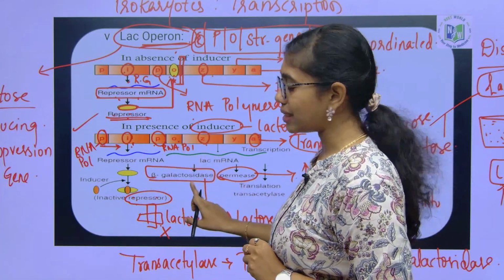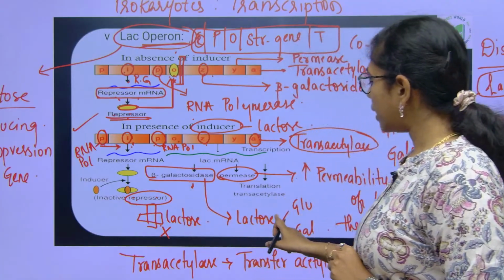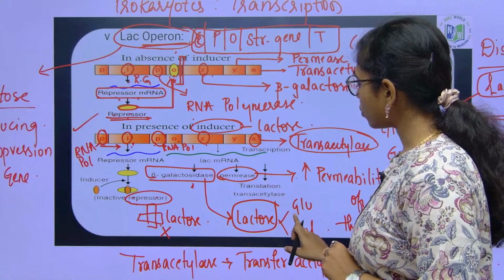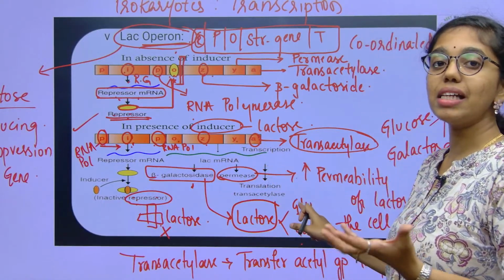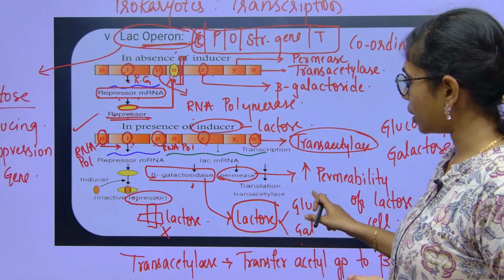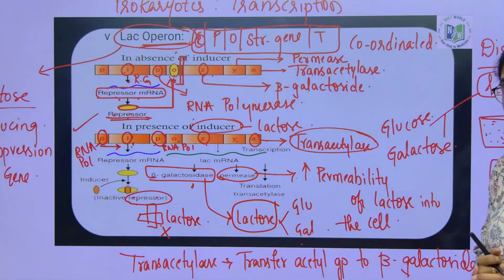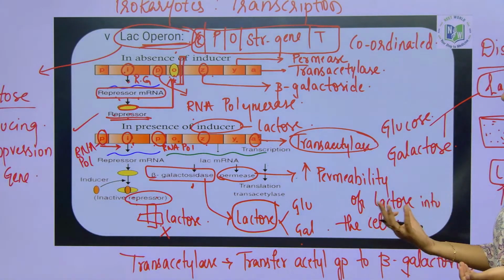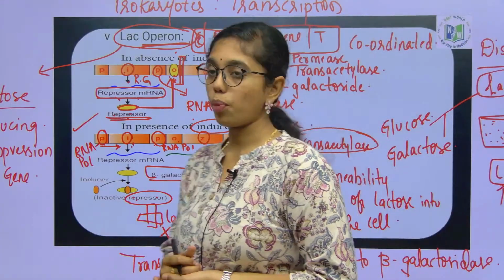The Z gene expresses beta galactosidase, which will cleave the disaccharide lactose into glucose and galactose. Then Y permease will increase the permeability of lactose into the cells, and A trans-acetylase will help in the transfer of an acetyl group to beta galactosidase. So, this is what you have to learn in the Lac Operon model.